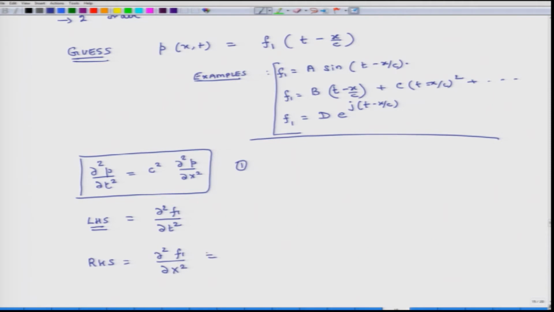We will actually calculate the right side. So, del f over del x is equal to minus 1 by c times del f over del t, which I can call f prime.